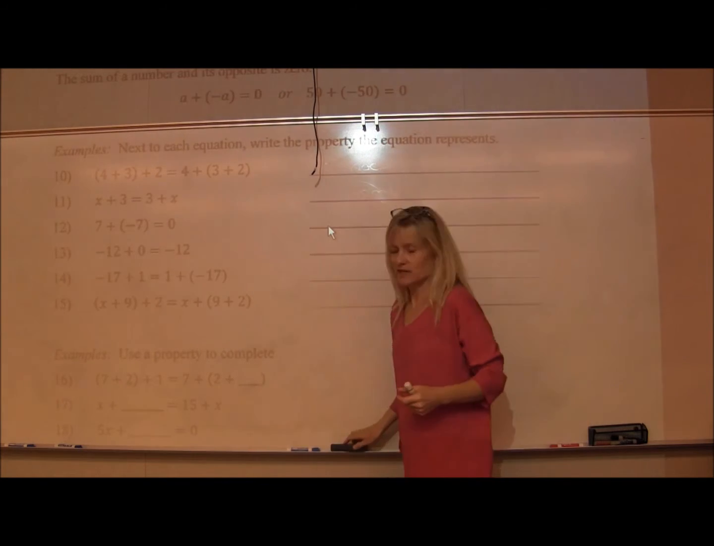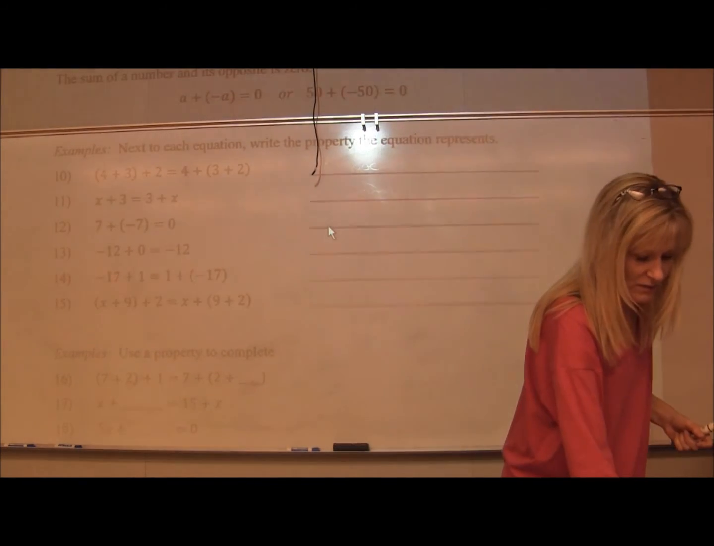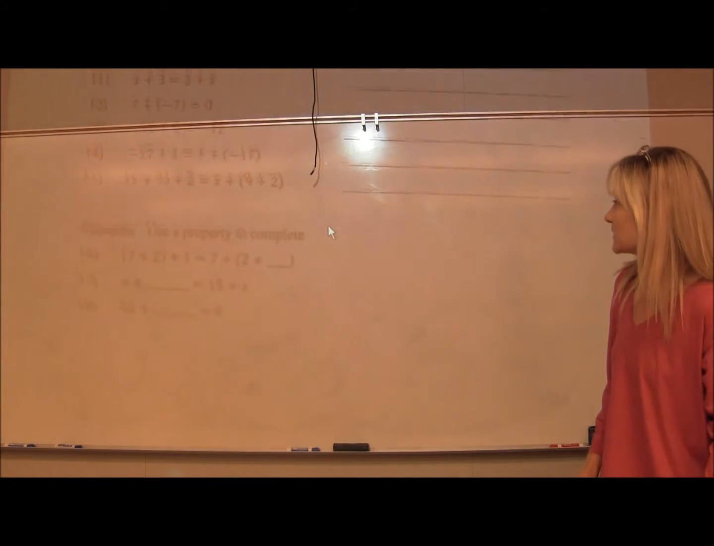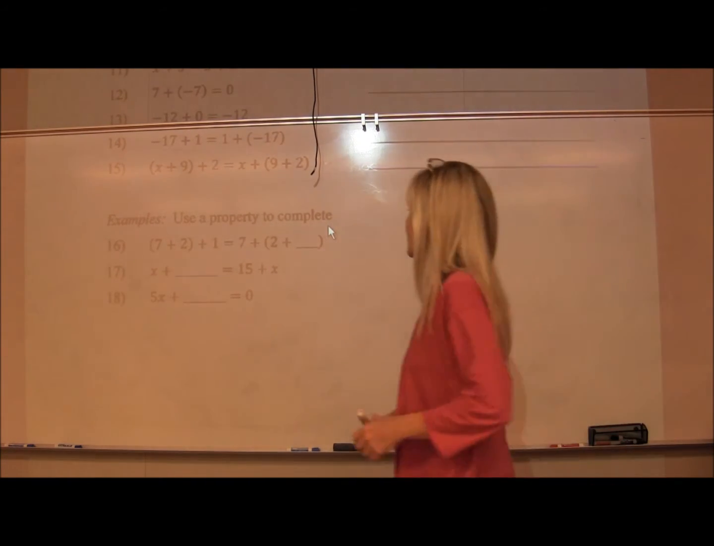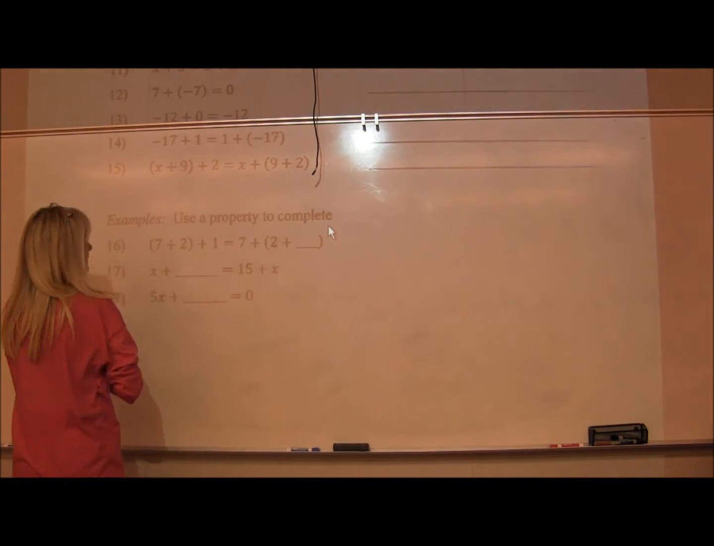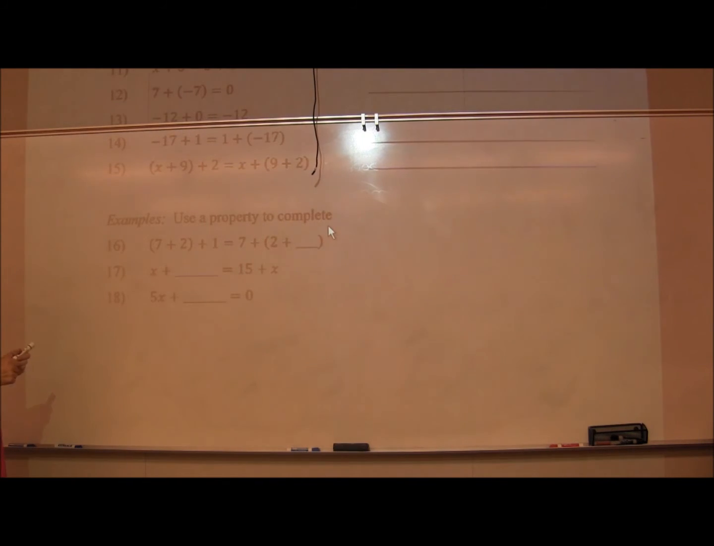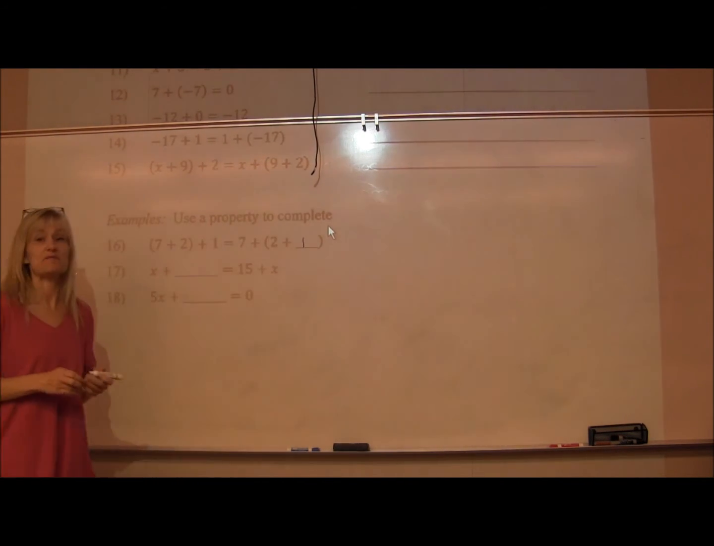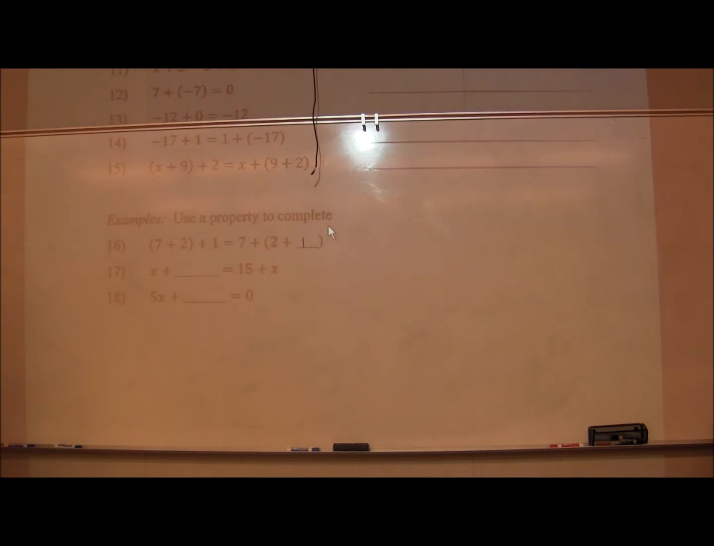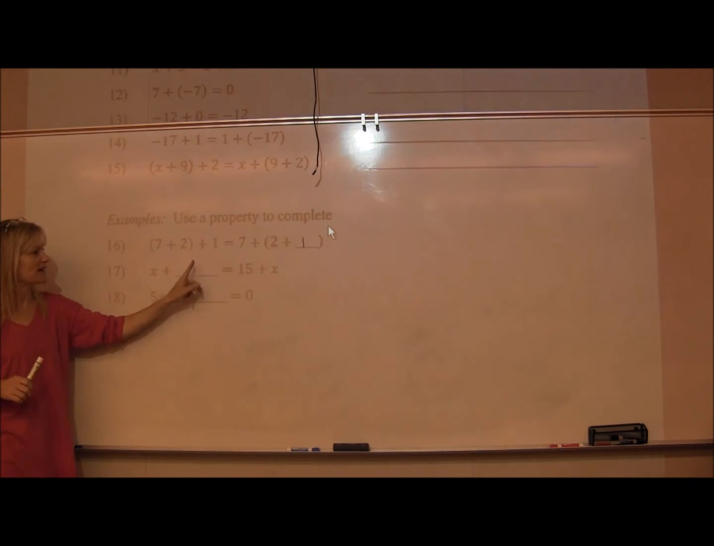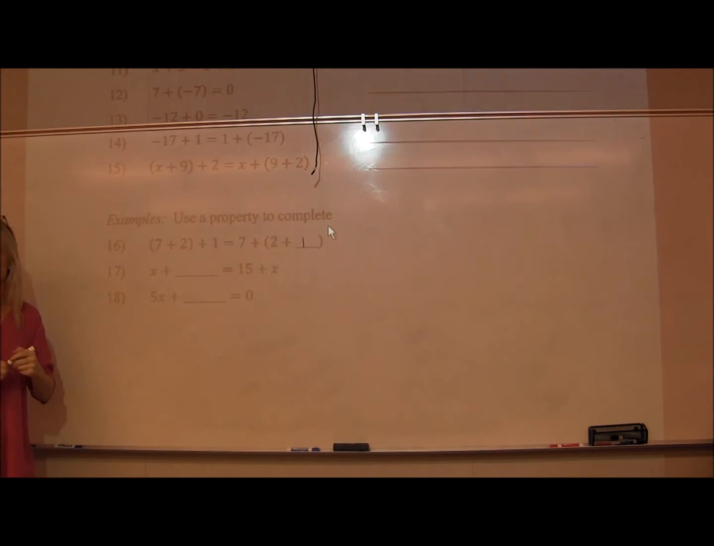Now we're just going to do a couple more. We're going to use properties to complete these. So 7 plus 2 plus 1 equals 7 plus 2 plus 1. And that's an example of which property? Anybody? It's the one we just did. Associative property of addition.